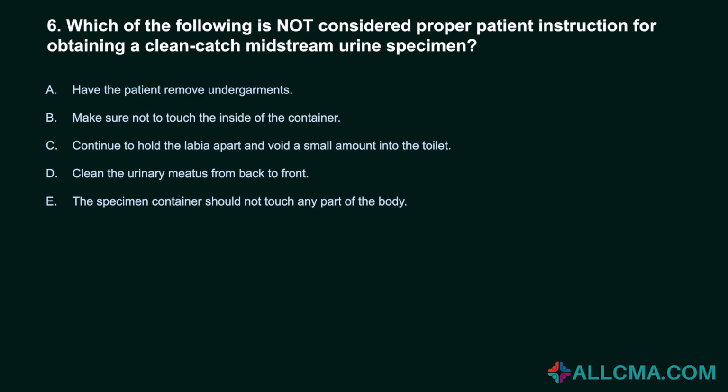6. Which of the following is not considered proper patient instruction for obtaining a clean catch midstream urine specimen? A. Have the patient remove undergarments. B. Make sure not to touch the inside of the container. C. Continue to hold the labia apart and void a small amount into the toilet. D. Clean the urinary meatus from back to front. E. The specimen container should not touch any part of the body. Correct answer, D. Clean the urinary meatus from back to front.